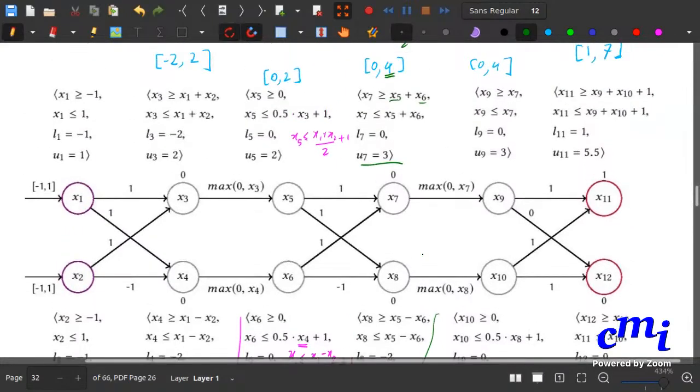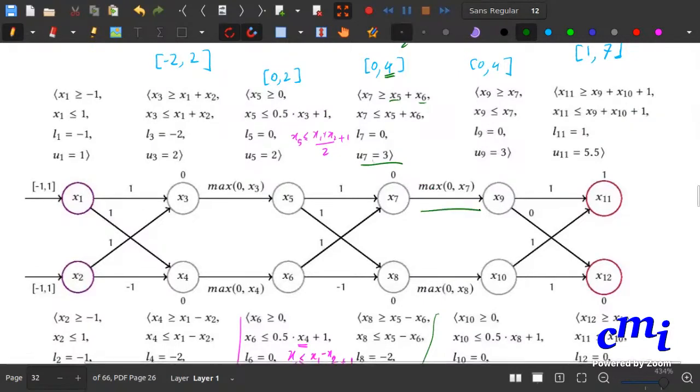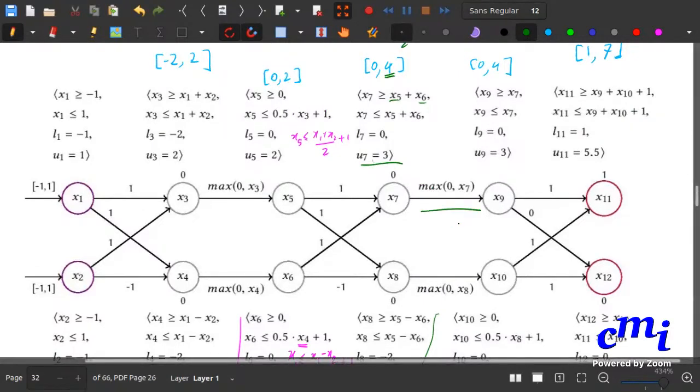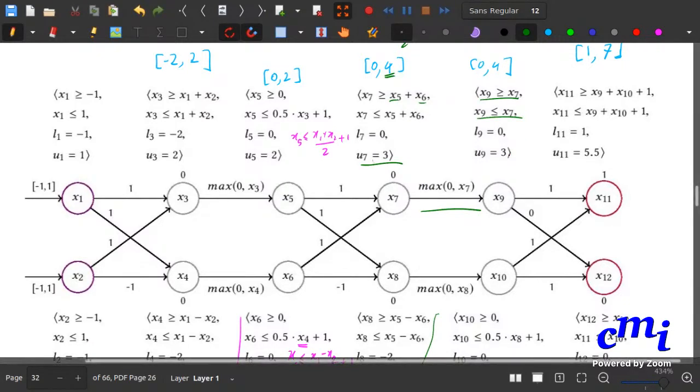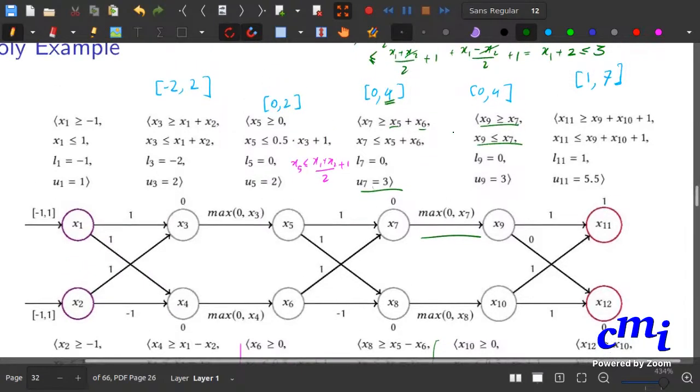And now notice that when L7 and U7 are 0 and 3 respectively, this ReLU is actually fixed to the active phase. So we end up getting x9 to be exactly equal to x7, right? Which is again something that we did not have. This tells us that u9 is equal to 3, which we did not have before, right? So this is a better bound than what we had before, right?